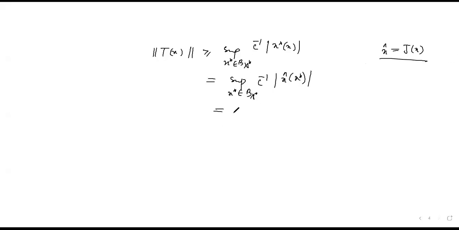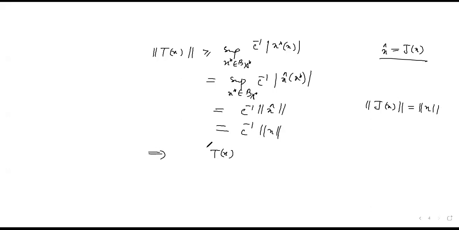Okay, we have done it many times. So that would be C inverse of norm. By definition, it is just the norm of this thing, which is equal to C inverse of norm of x, because norm of Jx is always equal to norm of x, or norm of x cap. So it implies that norm of Tx is greater than or equal to some positive number times norm of x for all x belonging to X.